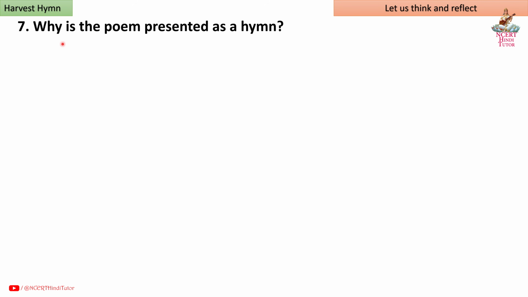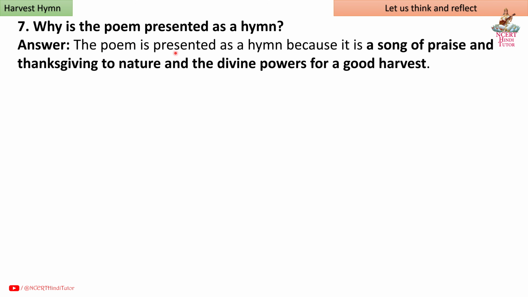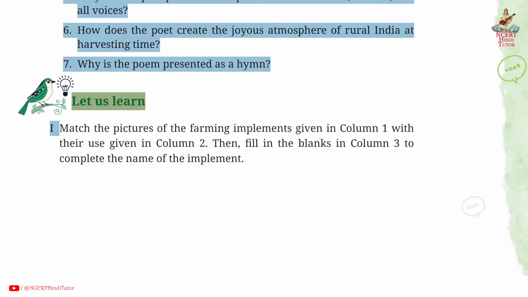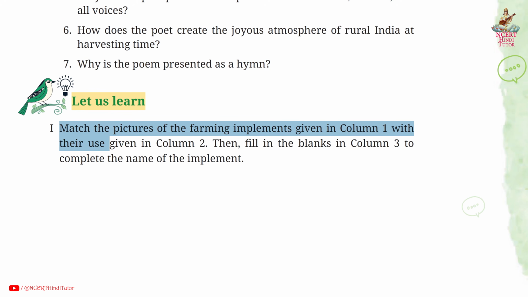Question 7. Why is the poem presented as a hymn? Answer: the poem is presented as a hymn because it is a song of praise and thanksgiving to nature and the divine powers for a good harvest. Next, let us learn. First, match the pictures of the farming implements given in column 1 with their use given in column 2. Then fill in the blanks in column 3 to complete the name of the implement.